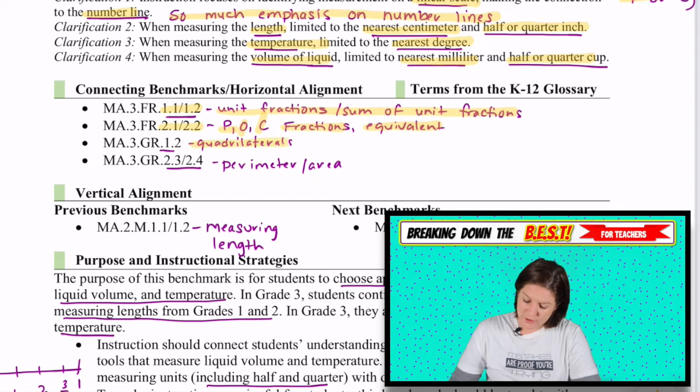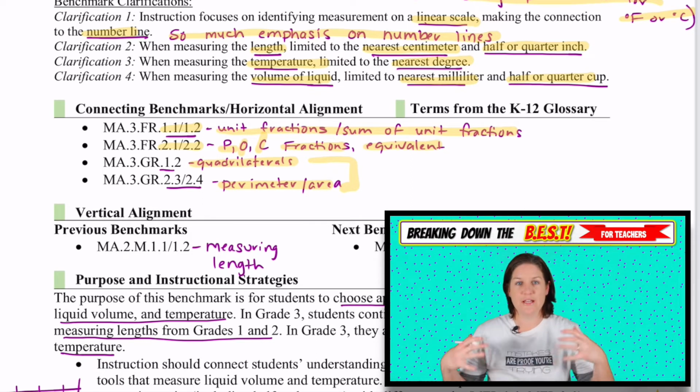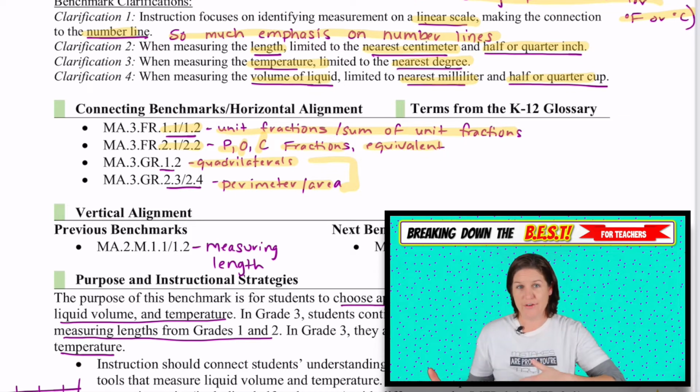This says quadrilaterals and talking about perimeter and area, and I think that this comes into play when we are measuring the length of sides to determine the perimeter and the area, and so we'd be using quadrilaterals for that too.